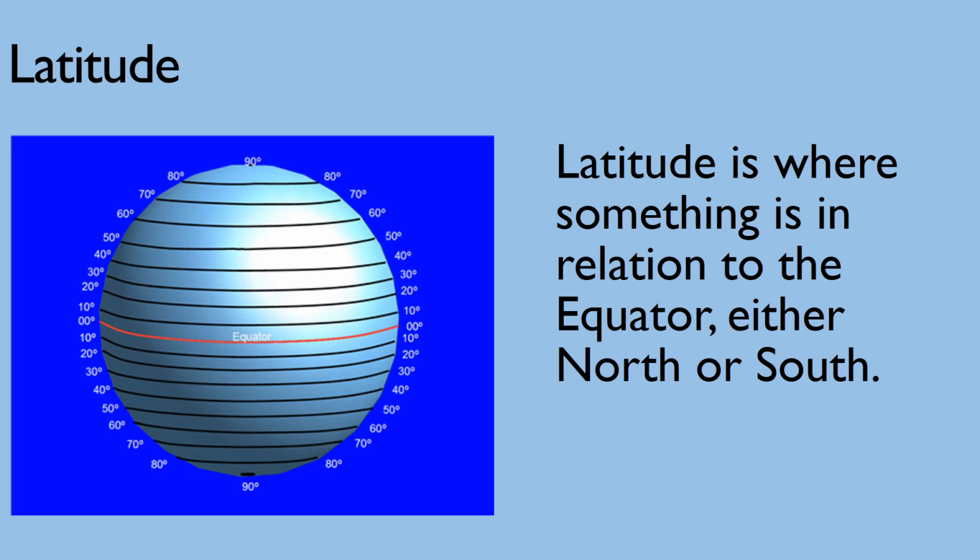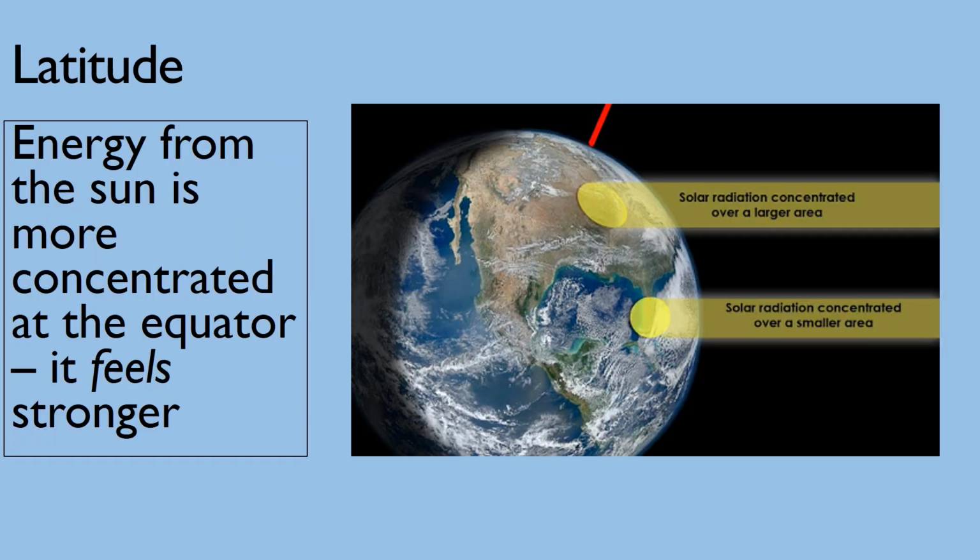So one of the most important ways to do that is to understand this thing called latitude. You'll have come across this before. And quite simply, it is where something is in relation to the equator, either north or south. This is going to be very, very important for ecosystems because basically the energy from the sun is more concentrated at the equator. It feels stronger. If you notice on this map here, that as you go away from the equator, further up towards the North Pole, you're still getting the same amount of incoming energy, but it's spread over a larger area, so it feels weaker.